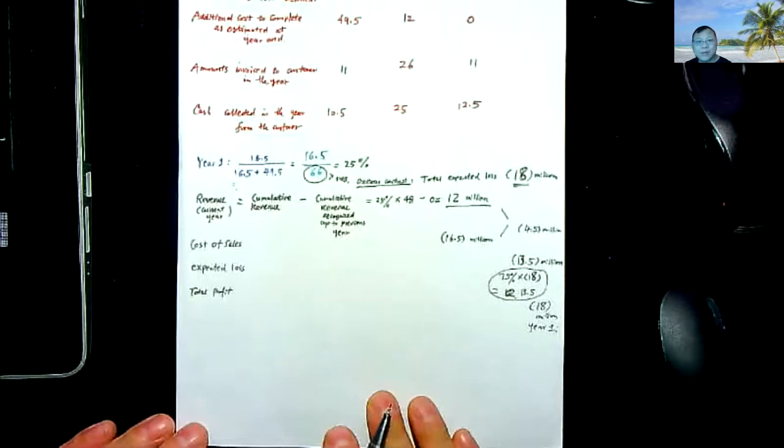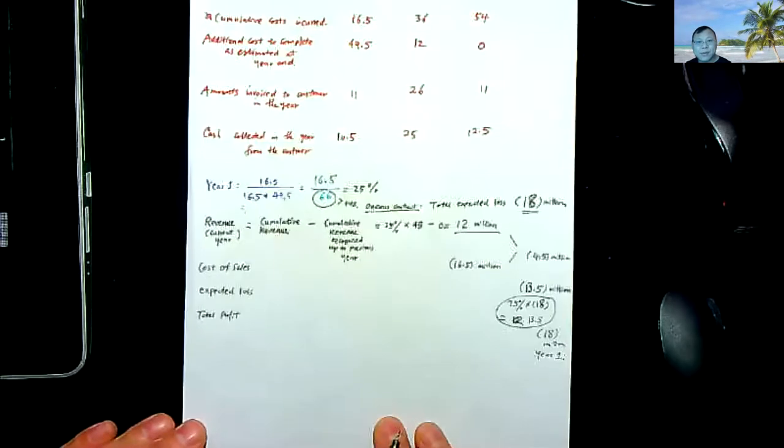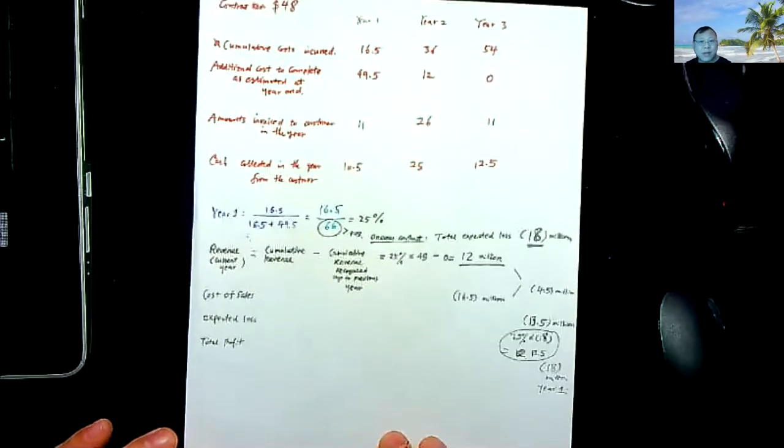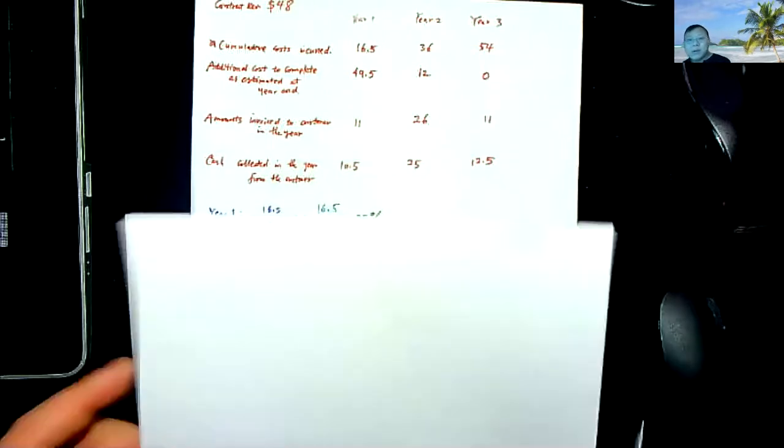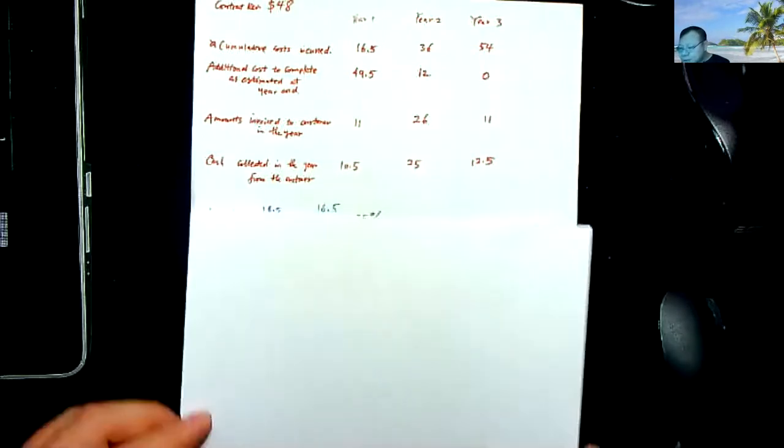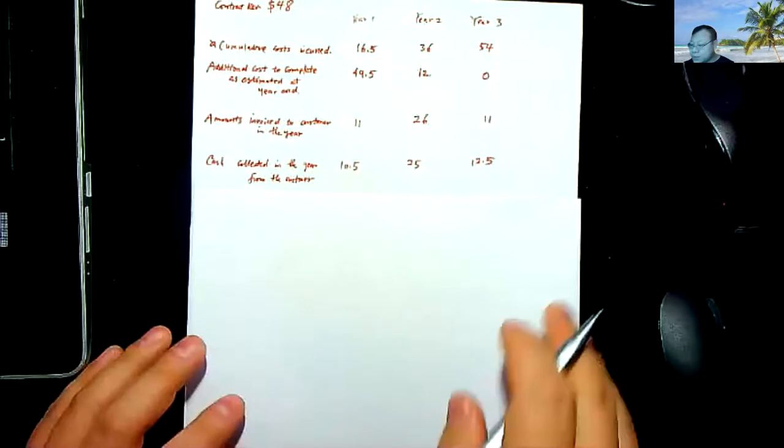Okay, year two. Okay, how should I do this? I'm going to use another paper. Okay, let's do year two.